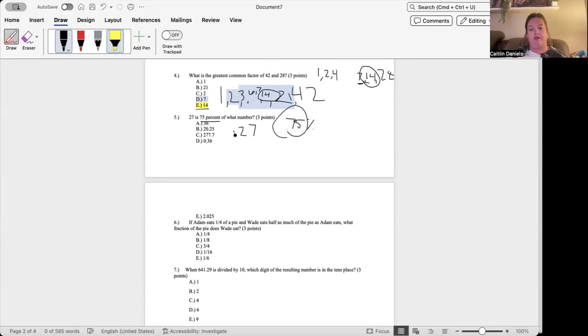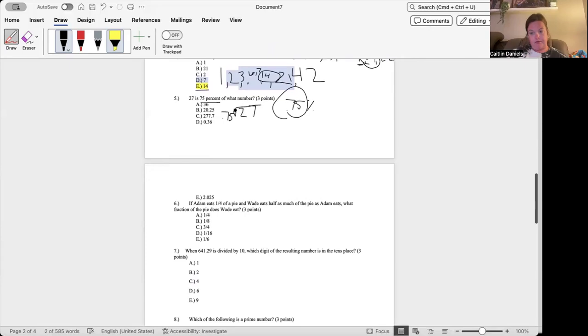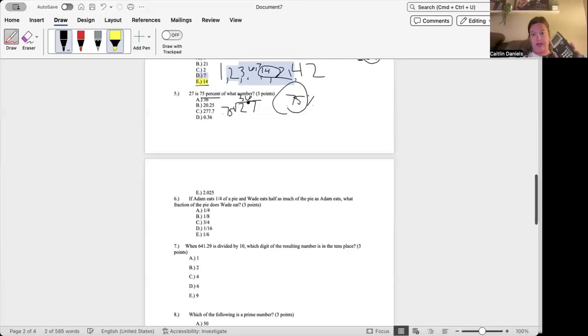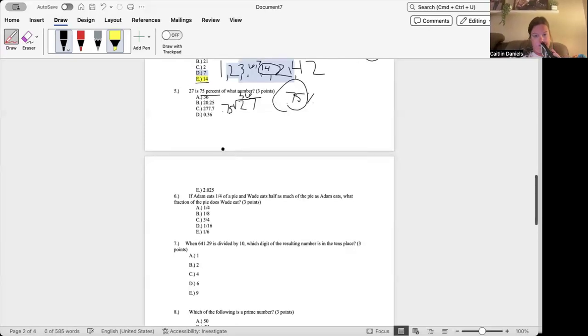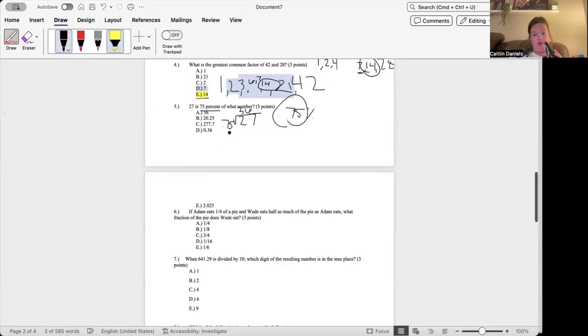So we're going to do 27 divided by 0.75 to get that, which is 36. So let me just go ahead and put 36. I did that on my calculator, by the way. So 27 is 75% of 36 right there. So that's going to be A.